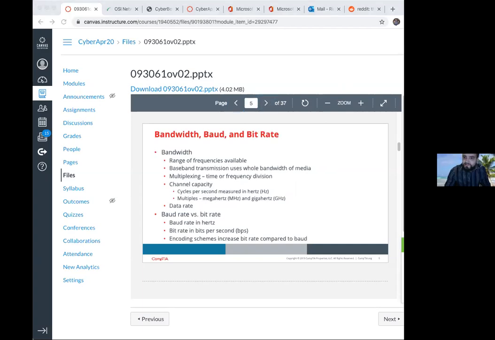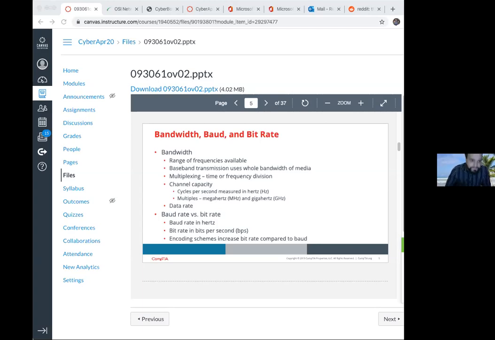5. Bandwidth, baud, and bit rate. We have bandwidth. Bandwidth is the range of frequencies available to a communications channel. A digital signal uses something called baseband transmissions, and that means that the complete bandwidth is available on a single channel. Sometimes they put channels together in order to get a higher throughput.